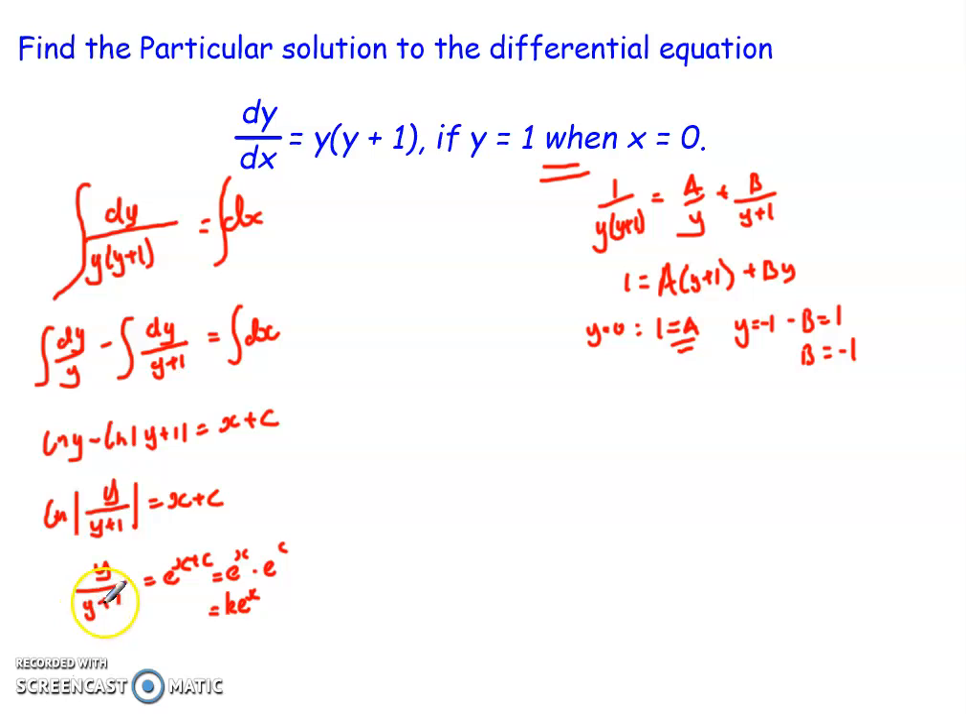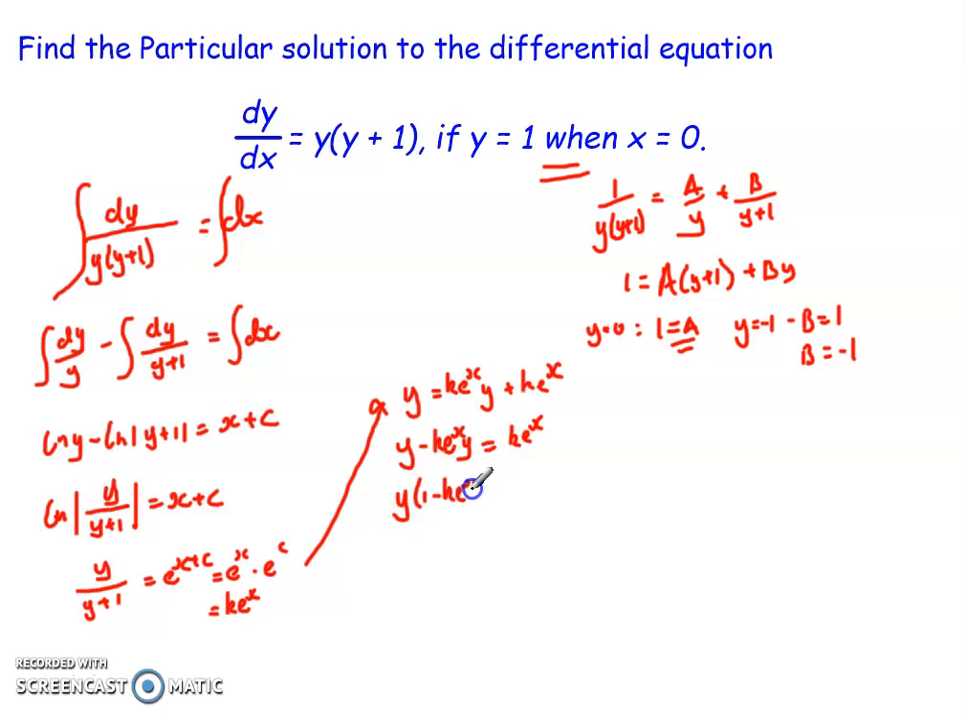I'm going to get rid of the y plus 1 on the bottom and multiply here by it. So let's take this up here and rewrite it. And I'll end up with y equals k e to the x y plus k e to the x. Stick the y across here, so I've got everything with the y in it on one side. And I'll get y minus k e to the x y equals k e to the x. Take y out as a common factor. I'll get y bracket 1 minus k e to the x equals k e to the x.